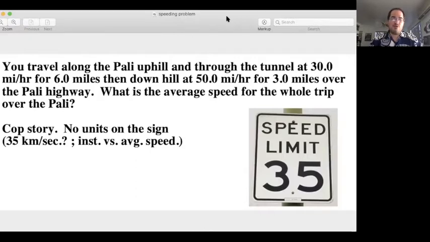Okay, what we're going to do is we're going to try and solve this problem now, and I'm going to do that on pen and paper because I'm not super cool with my iPad situation. But it's going to be a problem where we're talking about average velocity, not just the instantaneous velocity. Even though the average velocity probably won't get us out of trouble with the police officer.